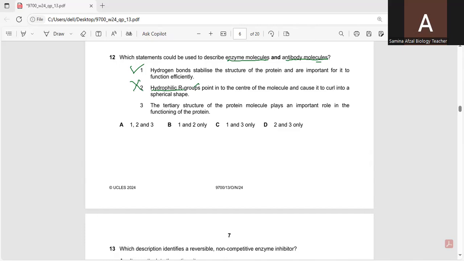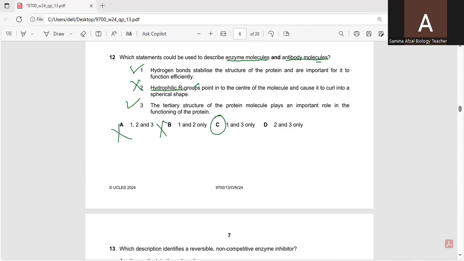The tertiary structure of the protein molecule plays an important role in the functioning of the protein. I already told you the tertiary structure gives a 3D structure to the protein molecules, whether they are enzymes or other types of proteins. So tertiary structure plays a very important role in this case. I would like to say this statement is true for both enzymes and antibodies. So according to these statements, you can see C is the correct answer.